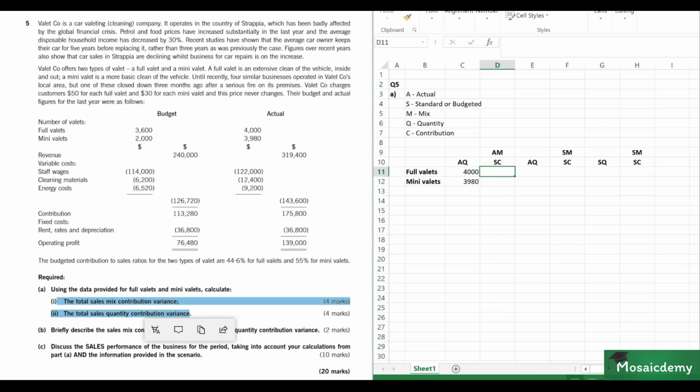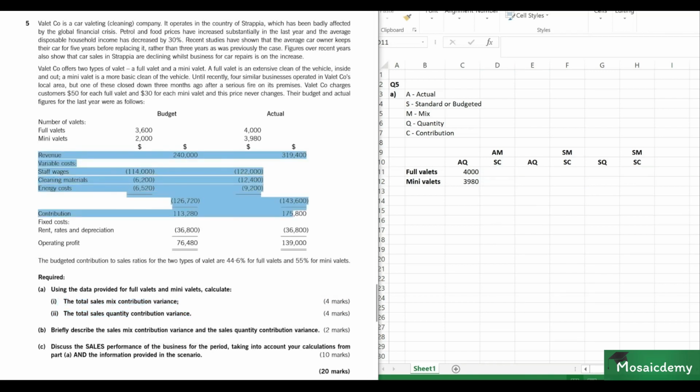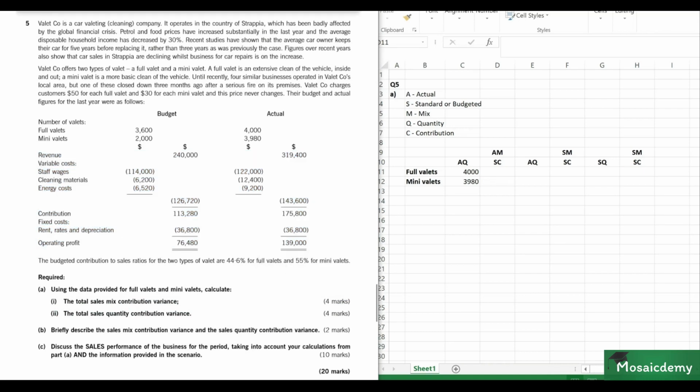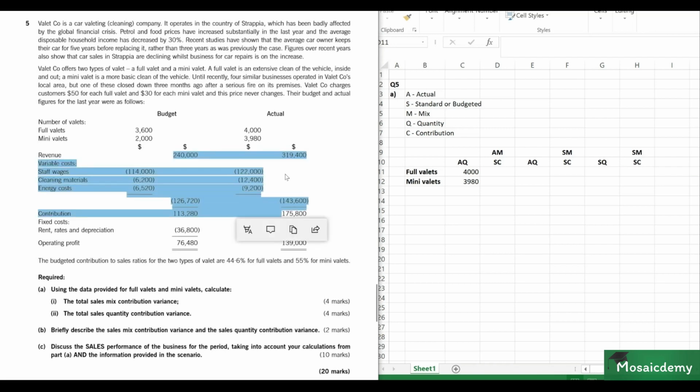So here's what's interesting. They've given us the total revenue and total operating profit and total contribution, but they haven't split it up, right? So for the example, the actual figures, this is the revenue for both full valets and mini valets. This is the contribution for both full valets and mini valets. So that's the trick in the question. Because what most students would do is that they'll take the total contribution divided by the total revenue. They should be taking it for the budget because we're dealing with standard contribution.